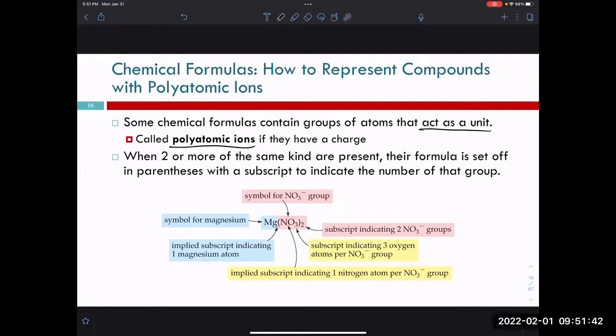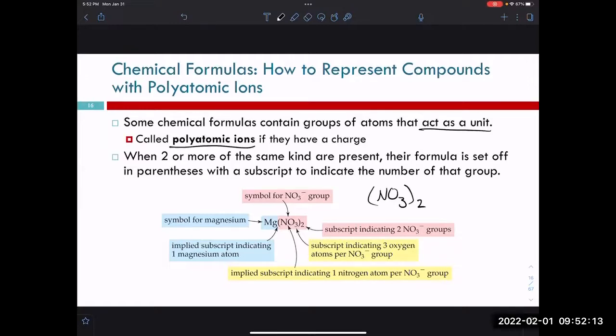So here, nitrate is NO3 minus. Because we have 2 nitrate groups here, we put that in parentheses and then use a subscript outside of the parentheses to indicate how many nitrate groups there are. All right, so NO3 is our polyatomic ion. If we want 2 of them, we have to write it like that.